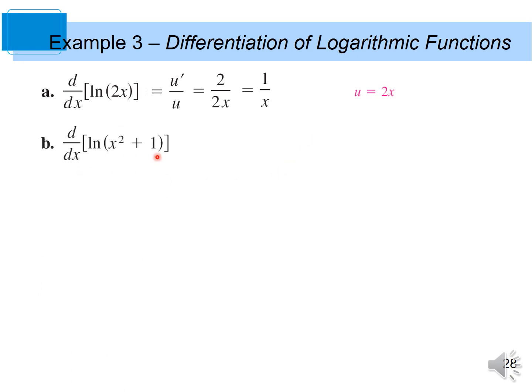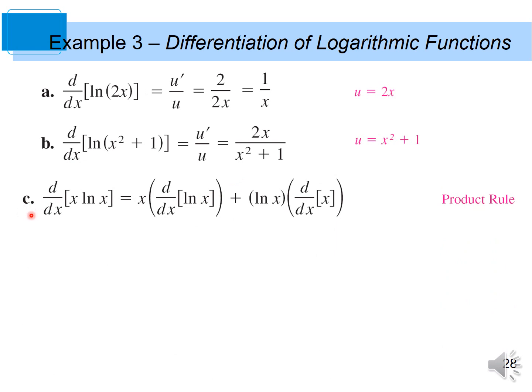For b, u equal to x squared plus 1. So same formula, u prime over u. So differentiate the x squared plus 1. Just use power rule because they are in the sum and different forms. We're able to differentiate, and over u.